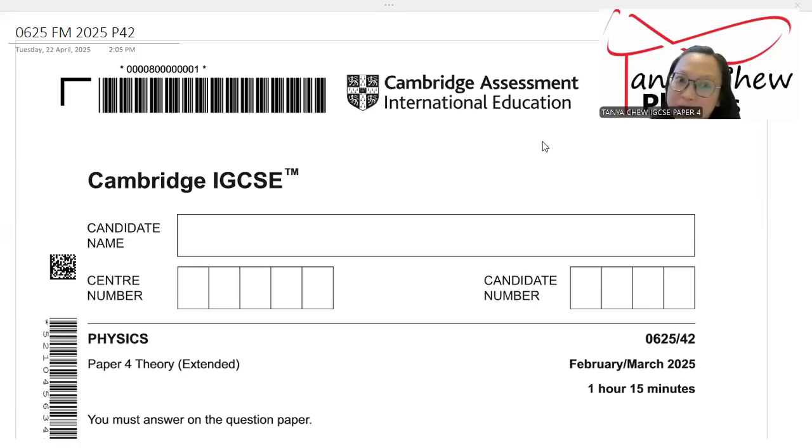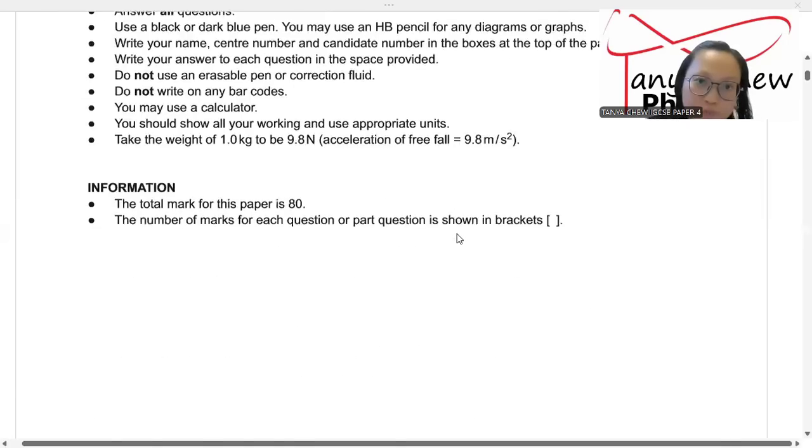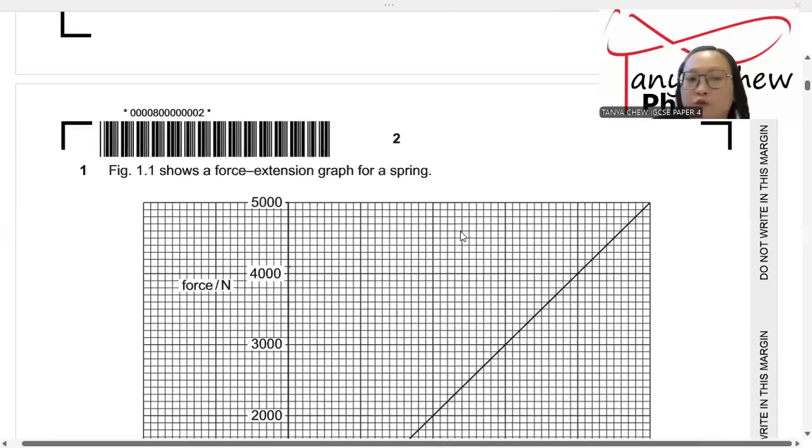Now this is the paper. This is Cambridge IGCSE Physics, paper 4, theory part, extended syllabus. And this is February-March 2025 with code 0625/42. Let us look at the first question.